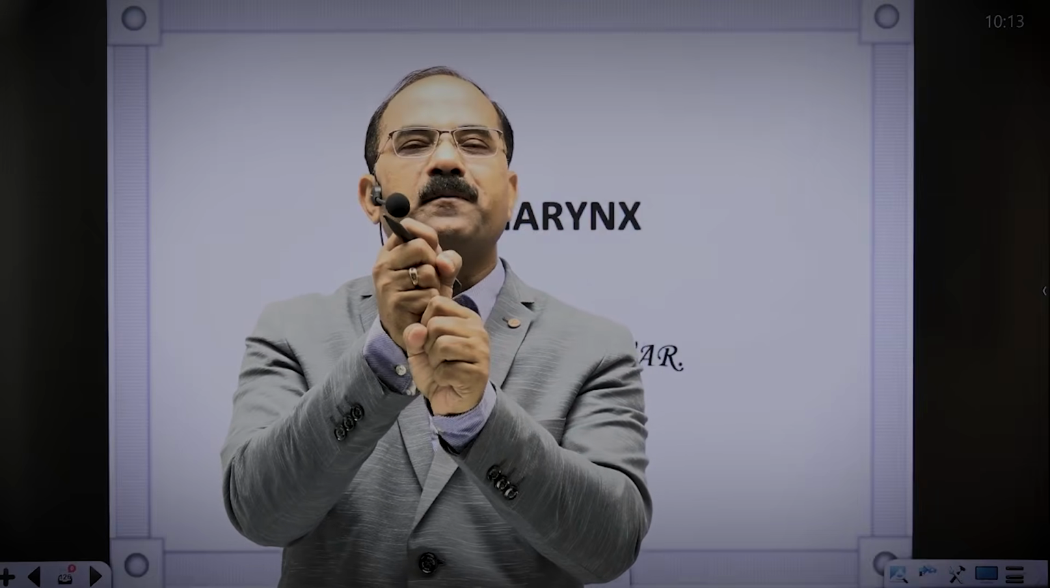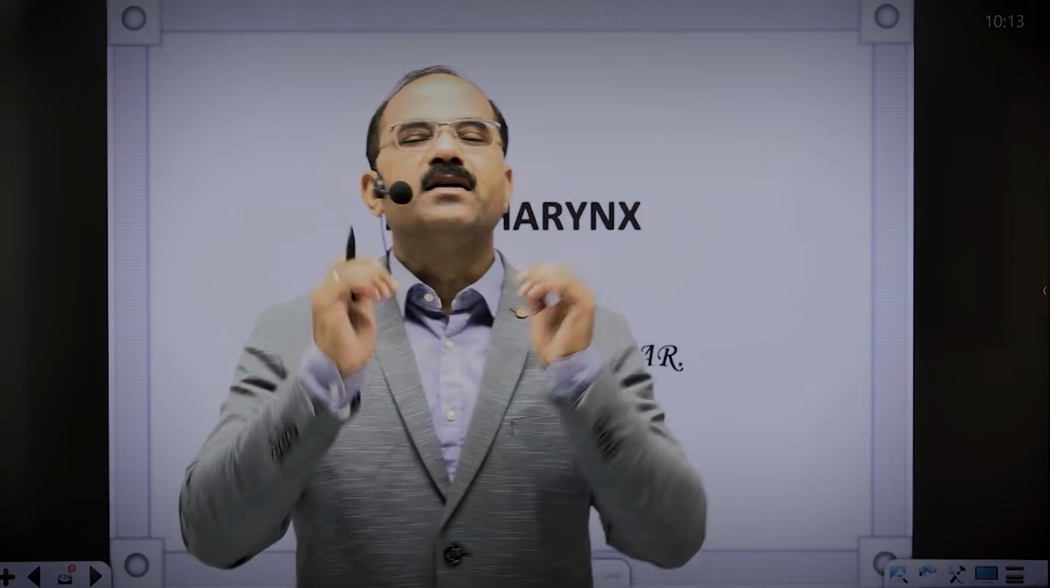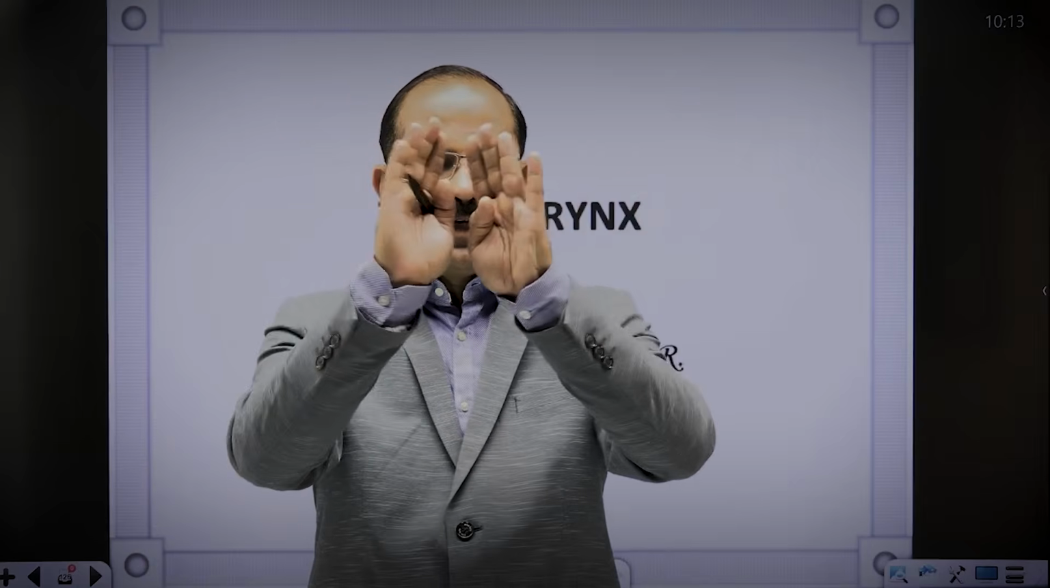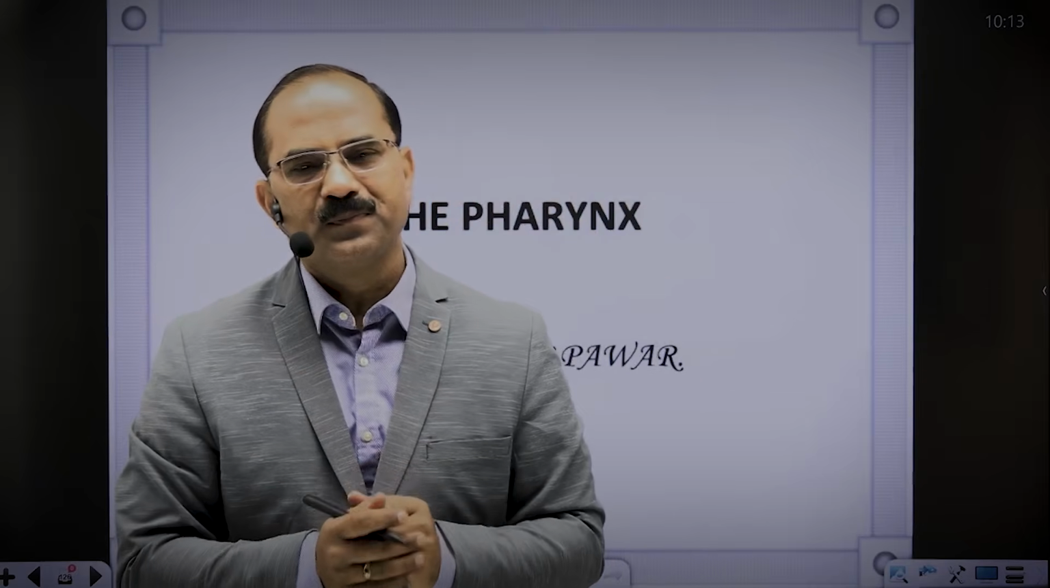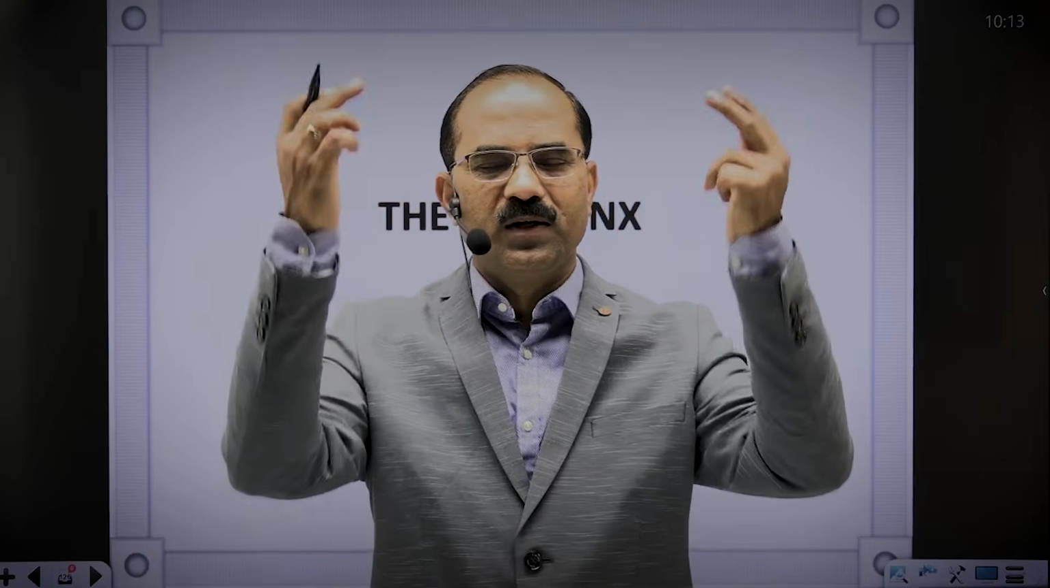One muscle which goes like this, like this, like this. And when these muscles contract, they reduce the lumen. We call these muscles the constrictors. So there are three constrictor muscles of the pharynx. One is the superior constrictor, one is the middle constrictor, one is the inferior constrictor. Okay, these are the circular muscles, also known as constrictor muscles. The second group of muscles of the pharynx are the longitudinal muscles.